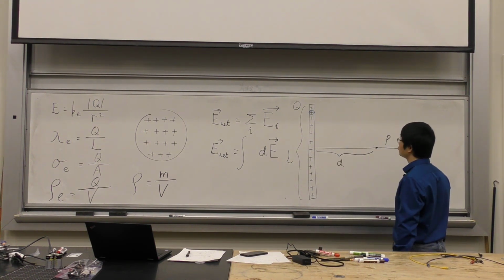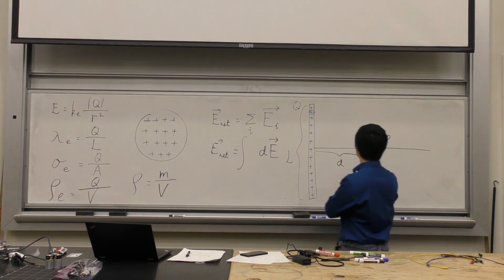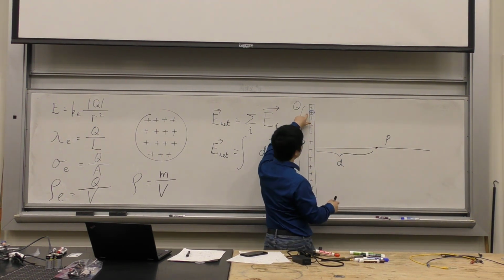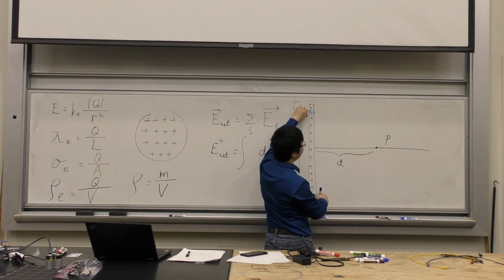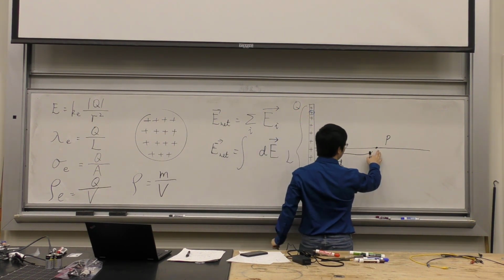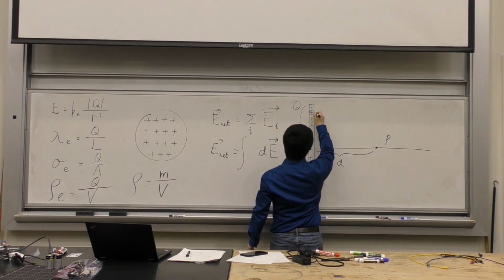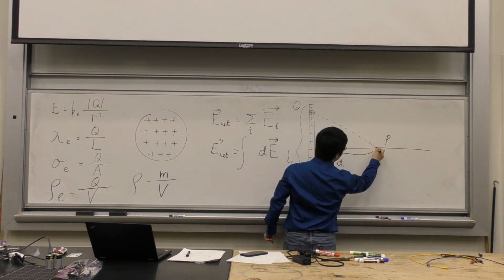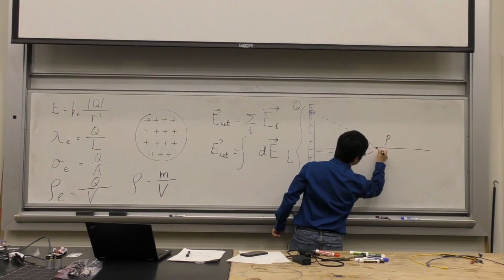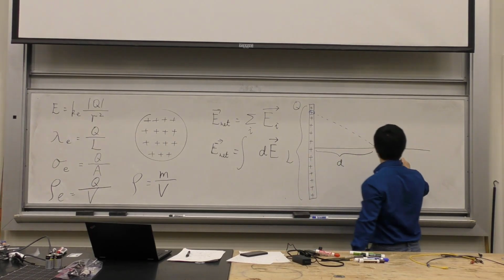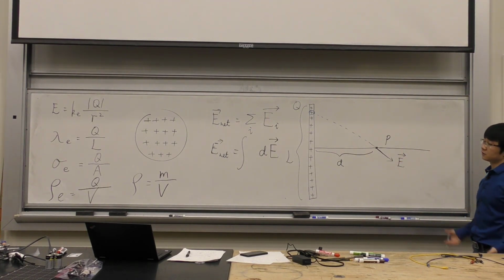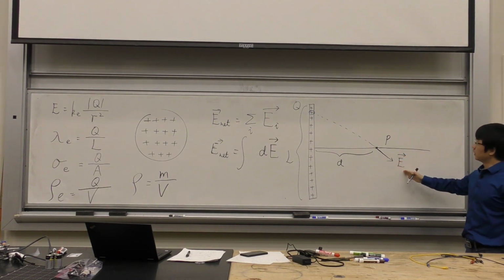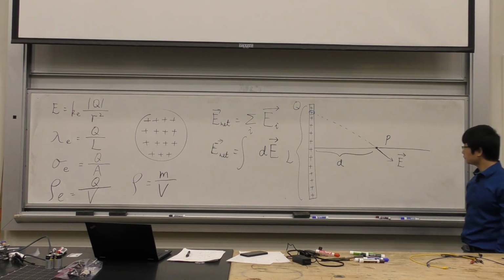Well, first of all, I can draw the direction, right? Forget about everything else. There's a positive charge here. What is the electric field created by this positive charge at this point P? Well, if I connect these two points, then this is going to be the direction of the electric field, because that's the theory we learned: for a positive charge, the electric field is going to be away from it.